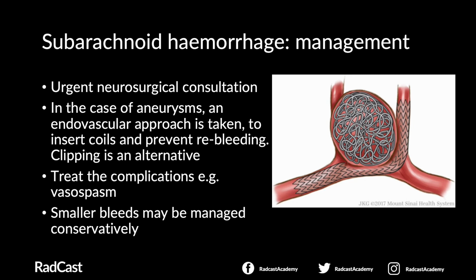Other important things in terms of management is the prevention of vasospasm. So we give calcium channel blockers like nimodipine, and that prevents vasospasm. Vasospasm is a common complication that can result in brain ischemia following a subarachnoid hemorrhage, so it's something to be aware of. And again, like with the other extra-axial hemorrhages, smaller bleeds can be managed conservatively if the neurosurgeons decide.